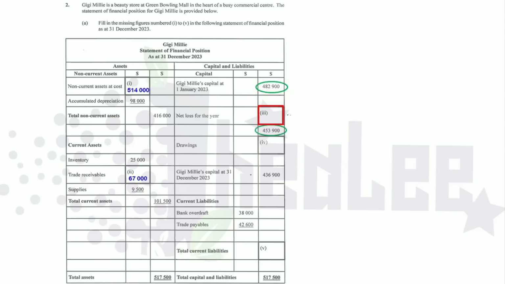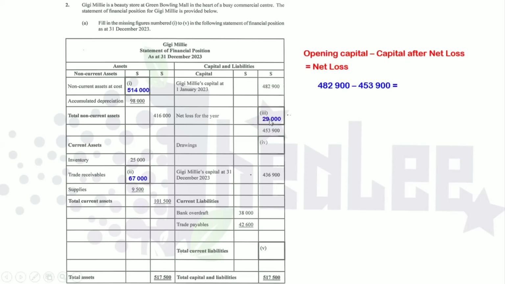And remember, this net loss would decrease your opening capital. So all we're going to do is find the difference between our opening capital and the capital after the net loss, and that would give us the net loss for the year. So in calculation, that is 482,900 minus 453,900, and that gives us a net loss of $29,000.